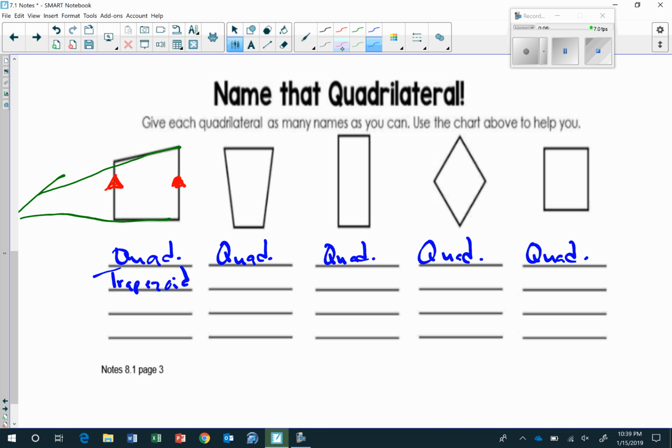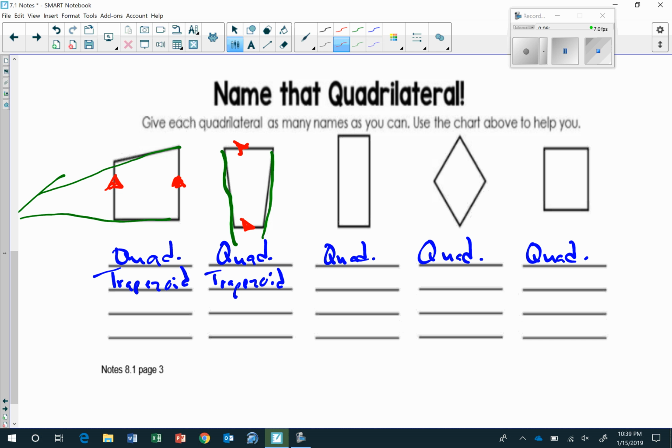If you look at the next one, the top and the bottom are parallel. Pretend these are arrowheads that look good. But again, we only have one set of parallel lines. If we kept this line going and this line going, they'd eventually cross. So the only other name we can call this one is a trapezoid.